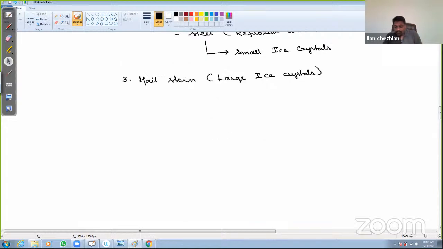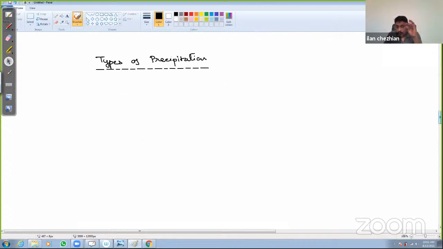And my dear friends, if you ask me about types of precipitation, there are some types. What are these types of precipitation? Whenever precipitation is happening, condensation is a prerequisite. Without condensation, precipitation will not happen. Without cloud, there is no precipitation. So whenever I say types of precipitation, we are saying how this condensation is facilitated.